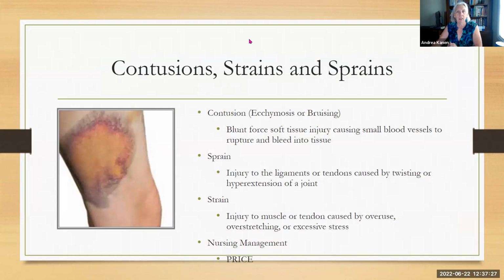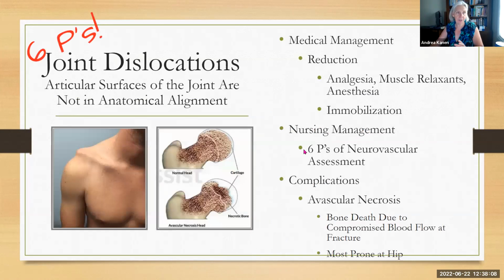Trauma is just what it sounds like. So this can be serious or mild or significant. Strains usually just overstretching or moving the wrong way, sprain, ligaments and tendons, twisting, hyperextension, those are typical. And what are we going to do? Nursing management, what are nurses going to do? And we're back to PRICE, right? Prevention, rest, ice, compression, elevation. Again, that's just a concept you can apply again and again to everything.